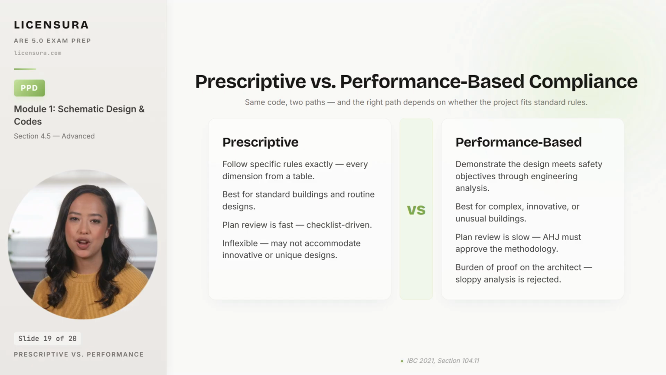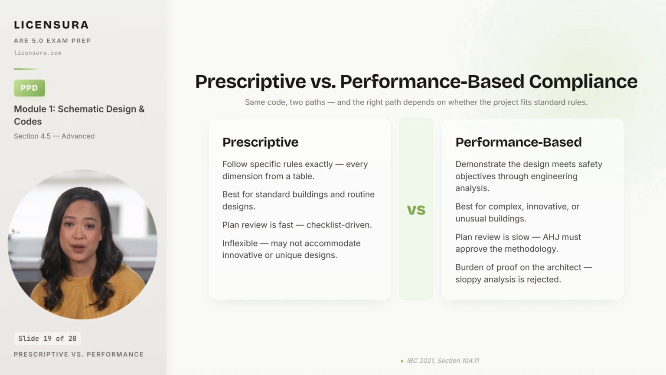Performance-based compliance is the alternative path. The architect demonstrates through engineering analysis that the design achieves the same safety objectives as the prescriptive code, even though the means differ. The freedom is real, especially on complex or innovative projects. The cost is process. Plan review becomes slow because the authority having jurisdiction must approve the engineering methodology before the building can be permitted. The burden of proof rests squarely on the architect and the consulting engineer, and sloppy analysis is rejected outright. The owner sues if the project blows its schedule, waiting on approval that should have come faster.